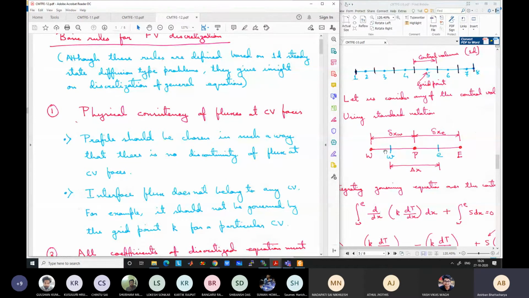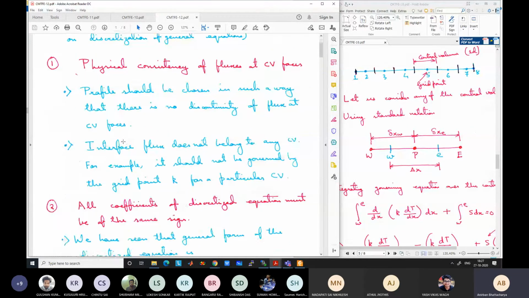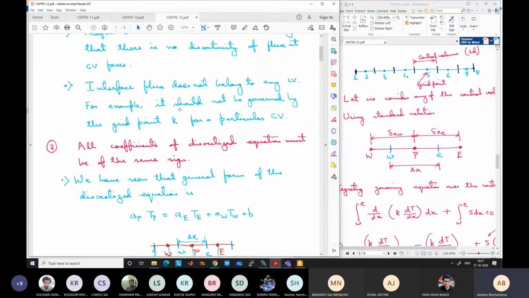Okay, so this is the first point. We have already discussed this in detail: the physical consistency of fluxes at the control volume faces needs to be maintained. That is very important. Any questions? Otherwise, let us go to the second point. The other points are somewhat easier to understand.